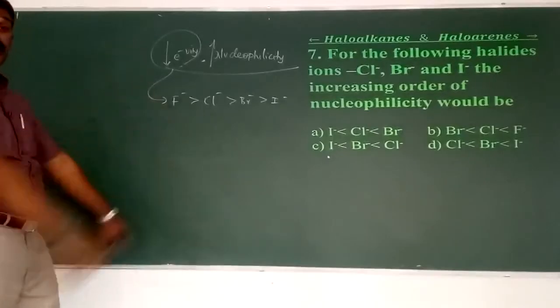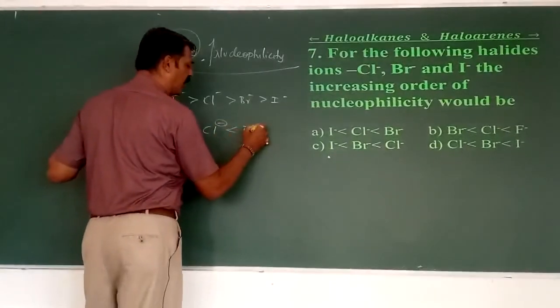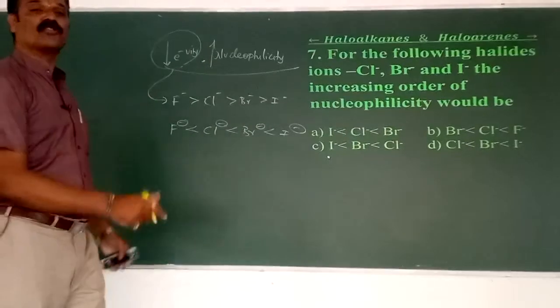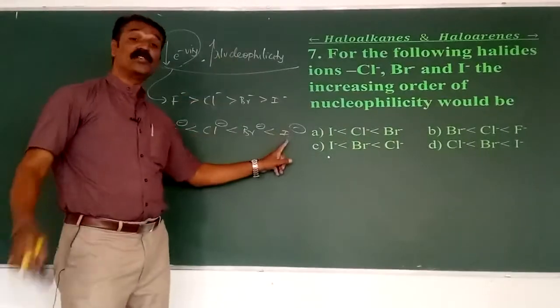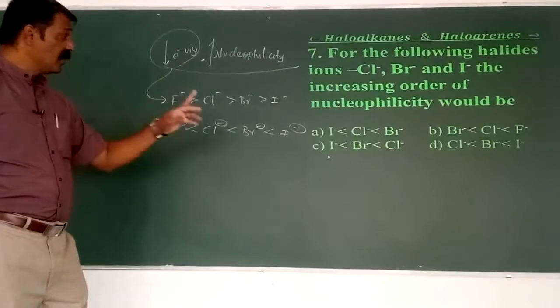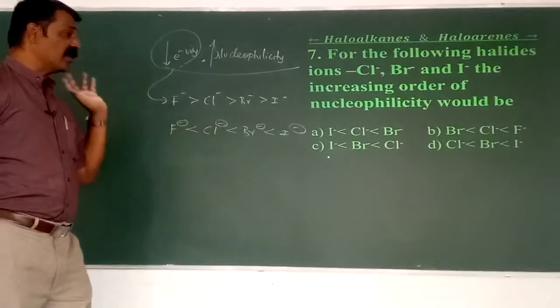But how is it there? Inverse. If this is the case, can I say that F less than Cl less than Br less than I minus less than I? Therefore, which is having the highest nucleophilicity, which is having the least electronegativity? Which is the least electronegativity here? It is I. I greater than Br greater than Cl greater than F.